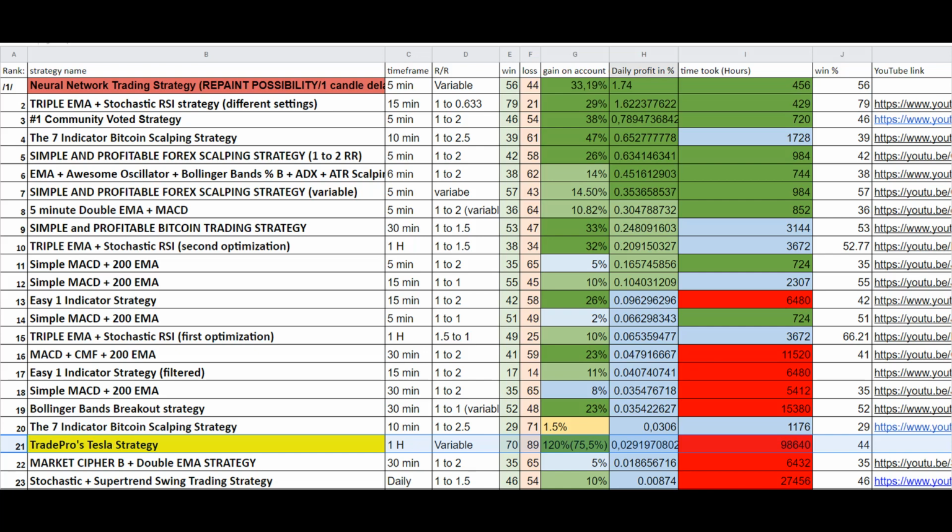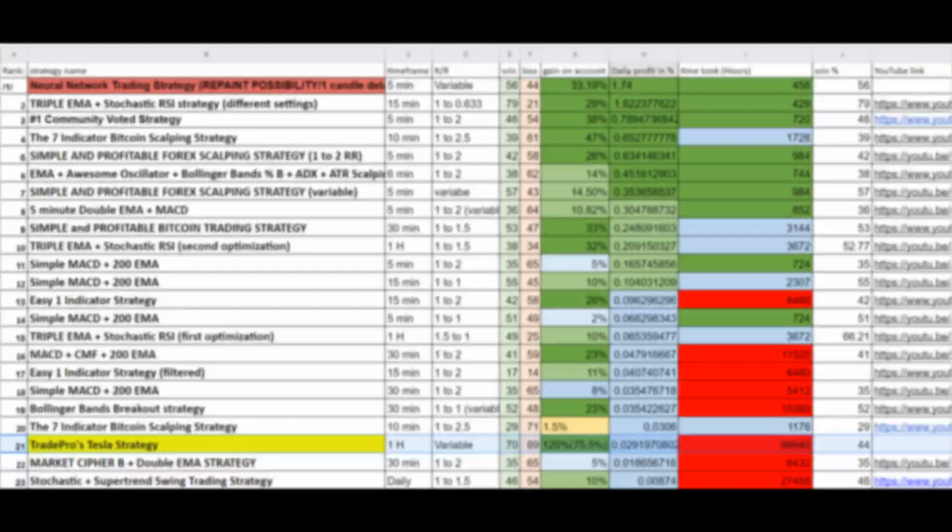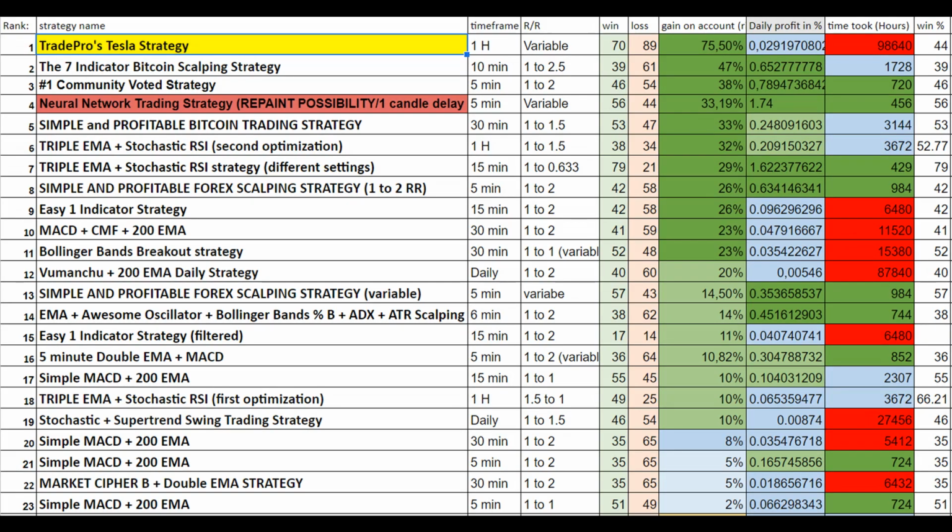I basically divide the profit in percentage with the days it took to complete all of the trades. But I have a strategy ranking sheet that's based on only the profit in percentage. If you take a look at that strategy ranking sheet, all of a sudden you can see that the strategy is placed number 1 on the list with 75.5% gain on the account after 100 trades. Both of these strategy ranking sheets can be found in the description.